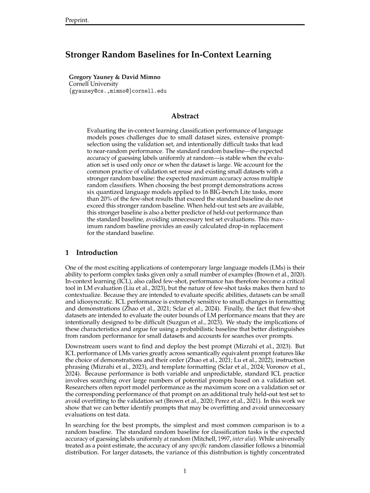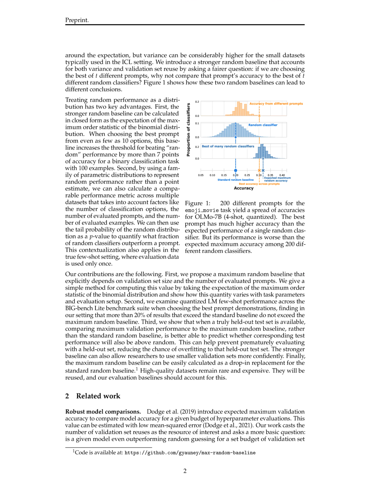By comparing the best prompt's accuracy to both the standard random baseline and the maximum random baseline, researchers can better contextualize in-context learning performance and identify prompts that may be overfitting. The maximum random baseline provides a more robust and fairer comparison by accounting for variance, validation set reuse, and the number of evaluated prompts, ultimately helping researchers make more informed decisions when selecting prompts for evaluation and avoiding unnecessary evaluations on test data.